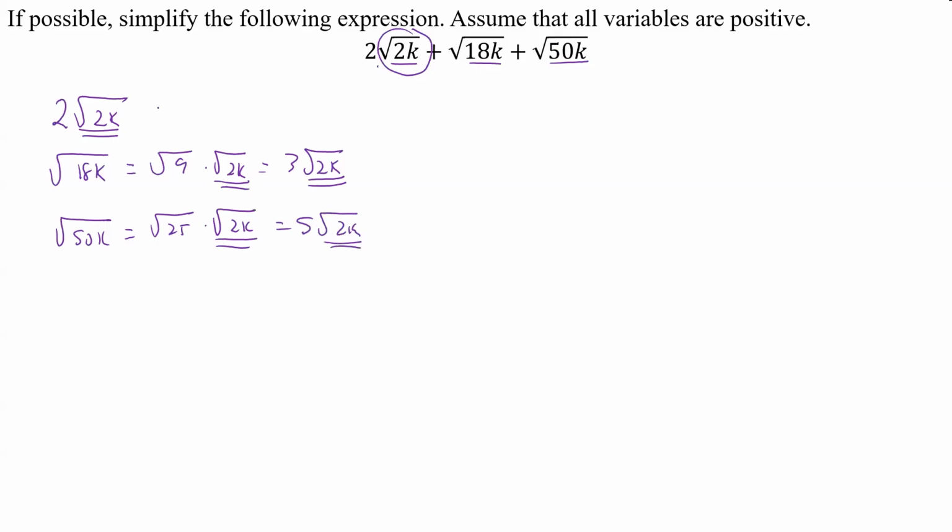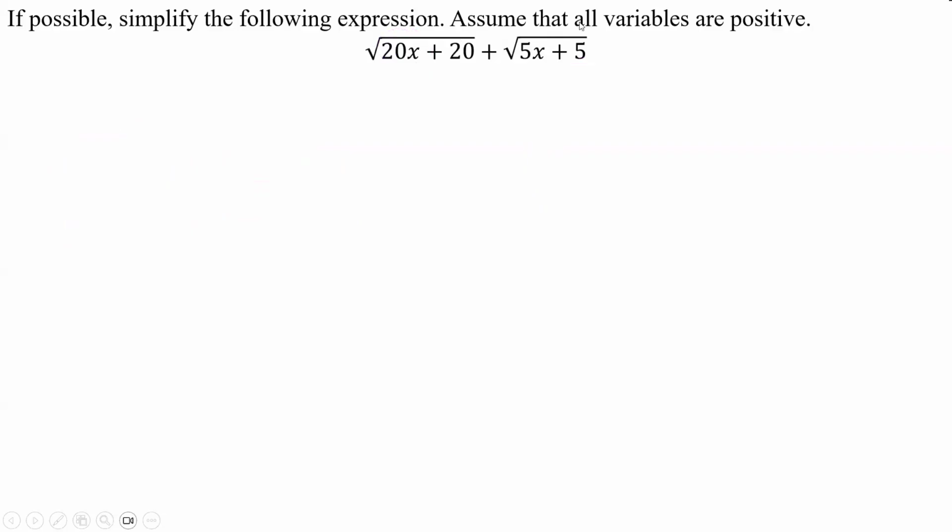So, that's the like radical. So we have 2 plus 3 plus 5. So basically we have 10 square root of 2K. Because again, 5 plus 3 is 8, plus 2 more is 10. And so that would be our solution. Again, with the like radical.